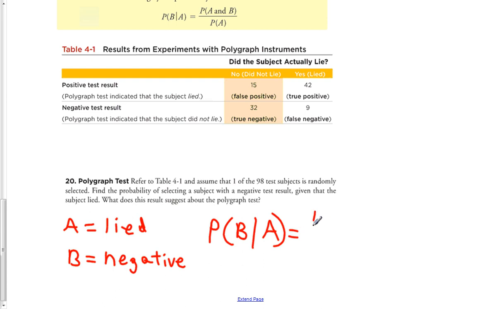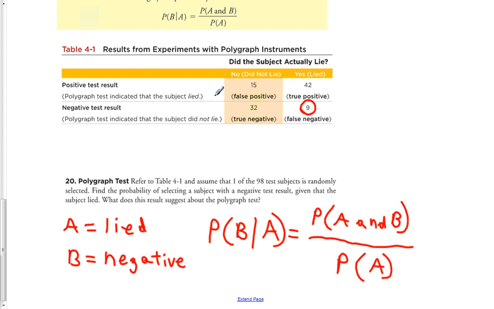And this is equal to the probability that the person lied and had a negative test result. Those are all the people who lied and had a negative test result. How many people is that? These are the people here who lied in this column, and down here we have the 9 who actually had negative test results. So they lied and beat the test. In the denominator, we're going to have the probability that the subject lied, probability of A. How many people lied? Well, that's an interesting question. This entire column of people lied here, so there's no single number in this table to represent all the people that lied. We have to find the sum of this column. It turns out that there are 42 plus 9, 51 people total who actually lied.